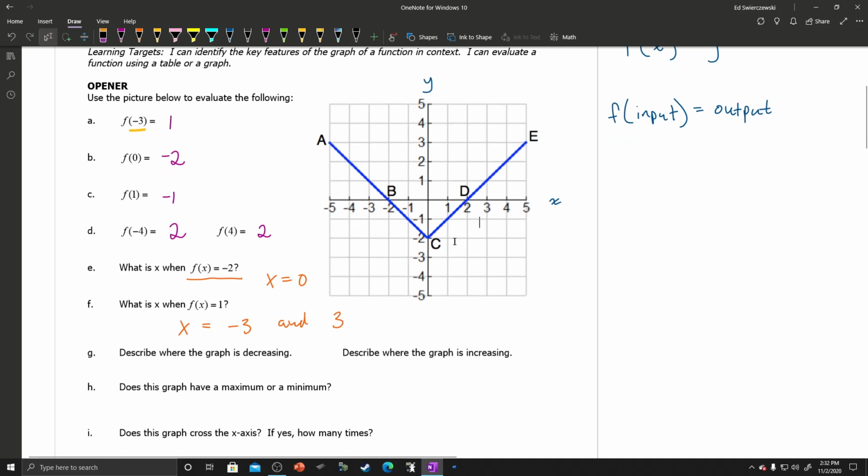So we've talked about this. Where is the graph decreasing? Well, the graph is decreasing when the y value is going down from left to right. So if I highlight that, it would be from point A to point C. So from A to C. And where is the graph increasing? Well, from C to E, my y value is going up, so my graph is increasing. So from C to E.